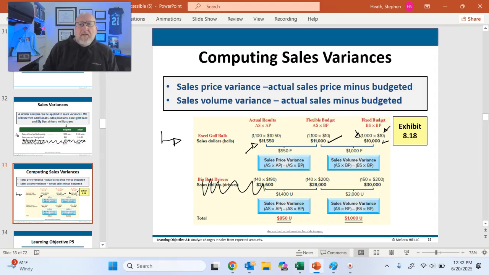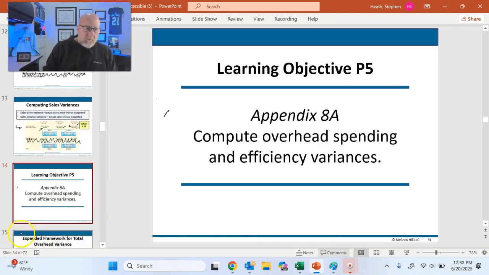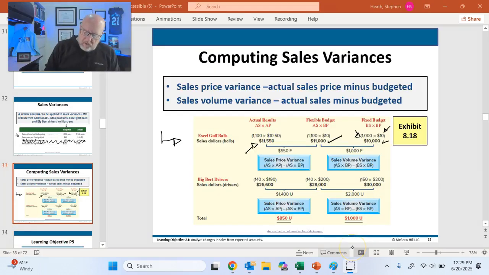And again, this is just the second product, and I don't really like that. It's just too confusing. Made 11,000.